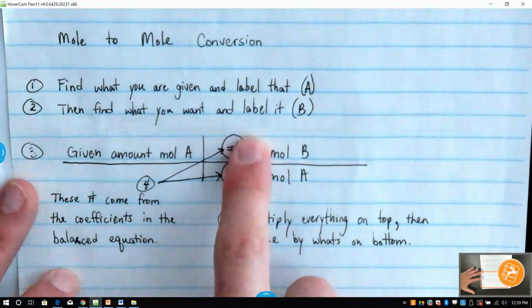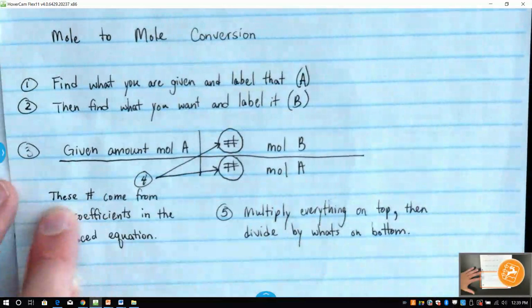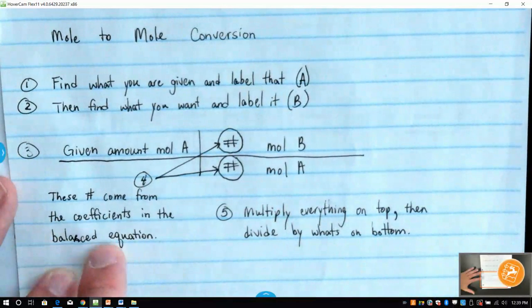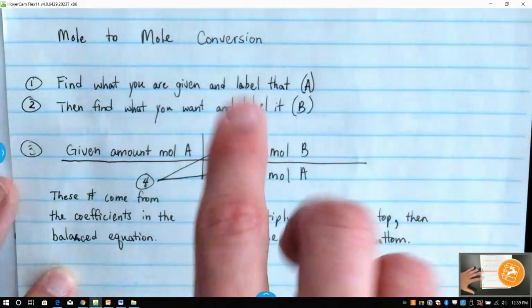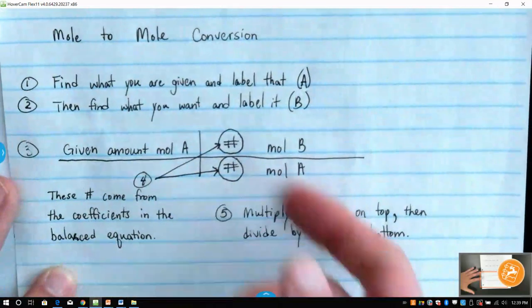We leave those blank. Now, these numbers, where the heck do they come from? These guys are going to come from the coefficients in a balanced equation. It could be a 2, it could be a 1, it could be a 3. They have to be whole numbers, though, remember.